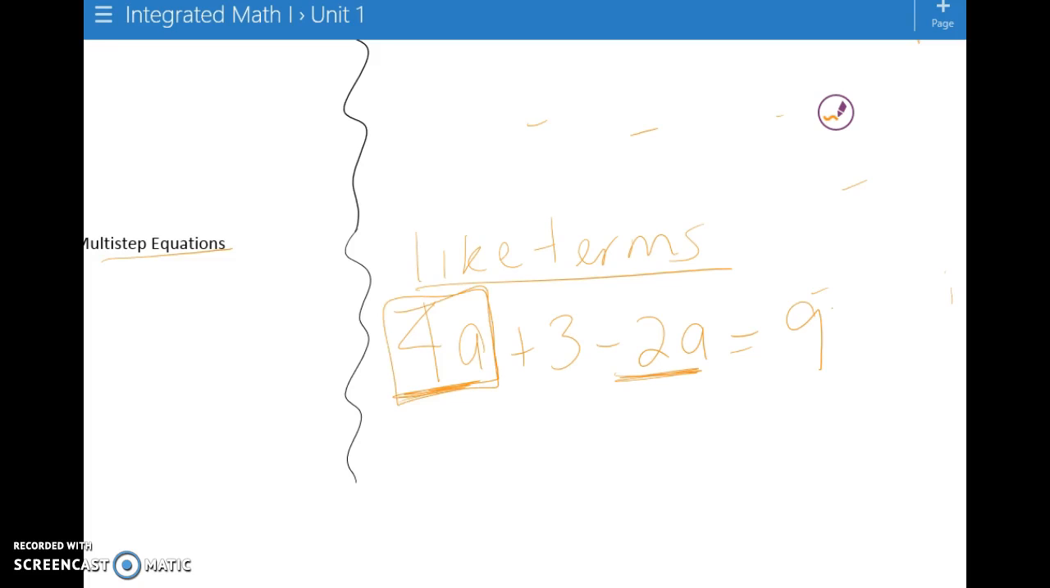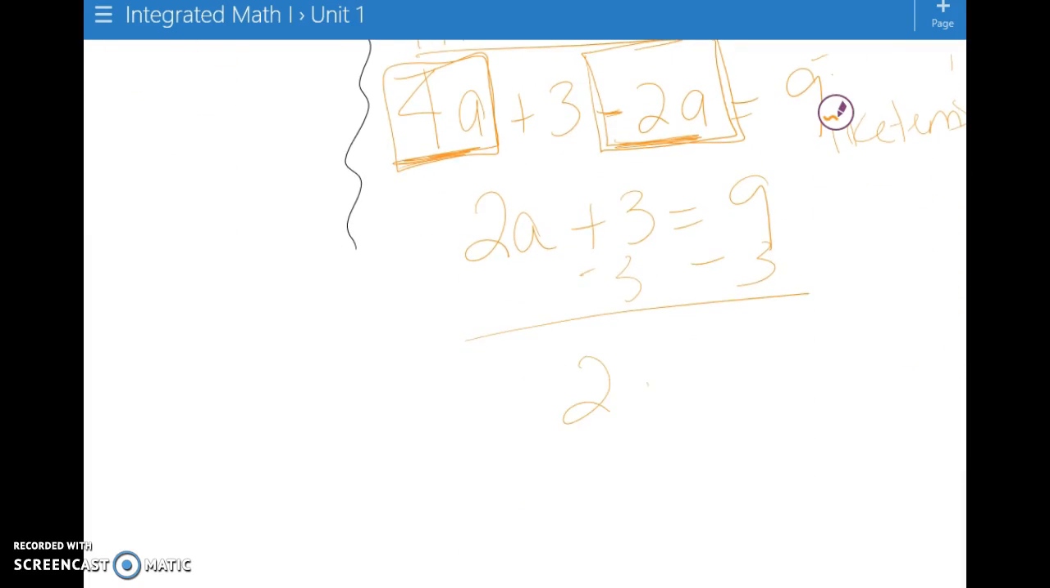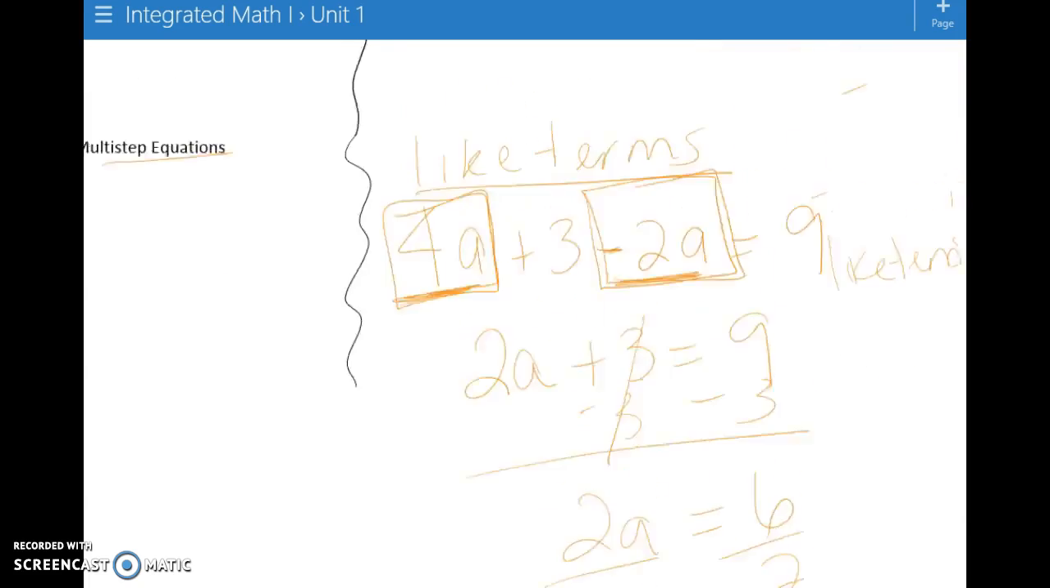I'm going to take 4a and I'm going to subtract 2a. Notice how I took the sign with it. So 4 minus 2 is just 2. And we'll tag the a along. 2a plus 3 equals 9. So I combine like terms. I'm going to subtract 3. That's the addition property of equality. This became 0, which is also the additive identity. And then I'm going to divide by 2. A equals 3. All right.